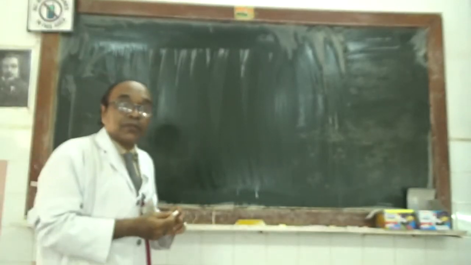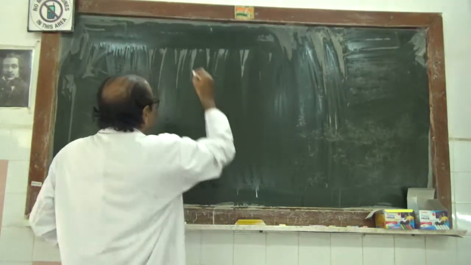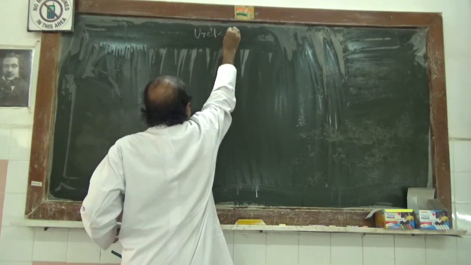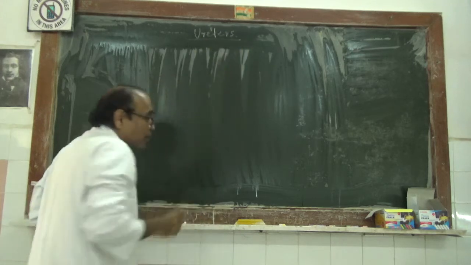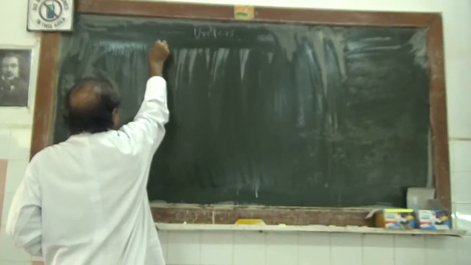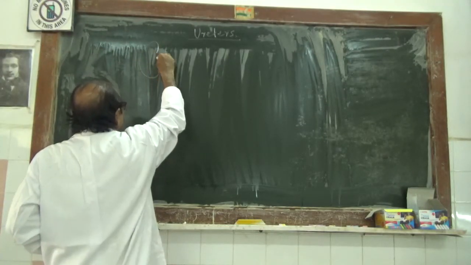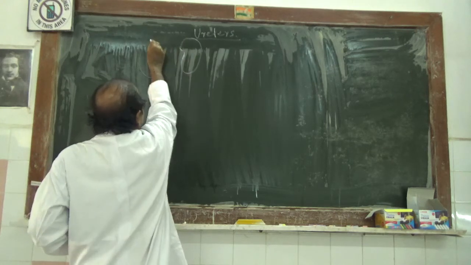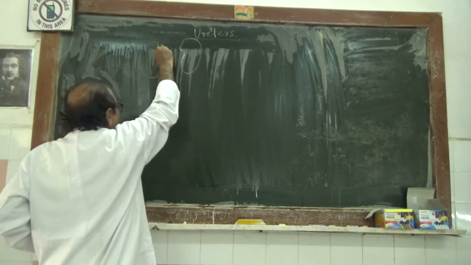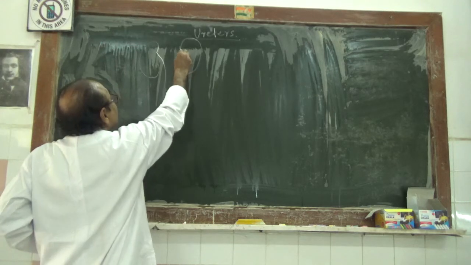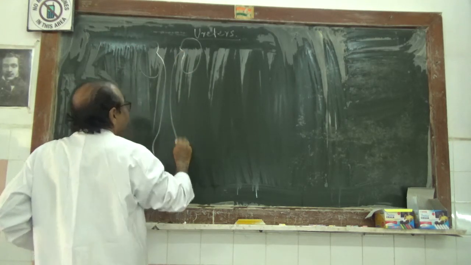Have a talk on ureters. So ureters are the funnel-shaped tubes which are extending from the kidney to the urinary bladder.